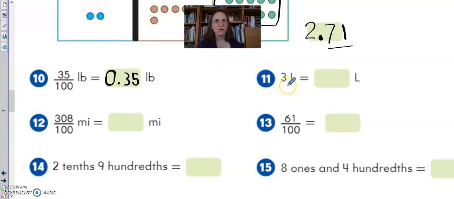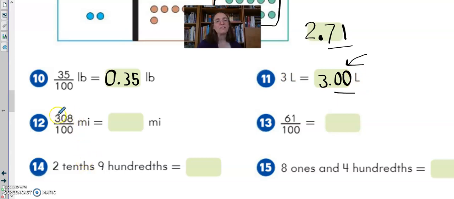This is weird. 3 liters equals, if you wanted to write this in the hundredths place, and you'll see us do this with money, you can choose to put those 2 zeros there. This is 3 and 0/100ths. And I know you've seen us do this with dollars. Sometimes it's also a really handy thing to do with liters or any kind of metric measurement.